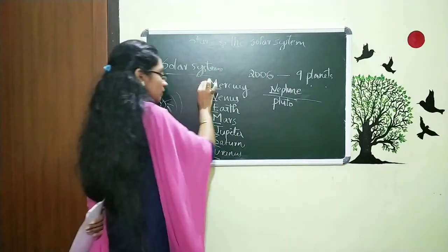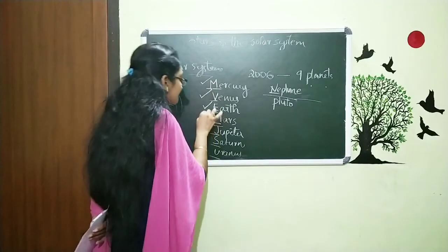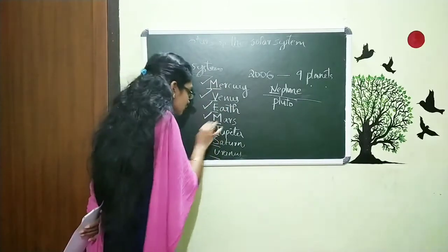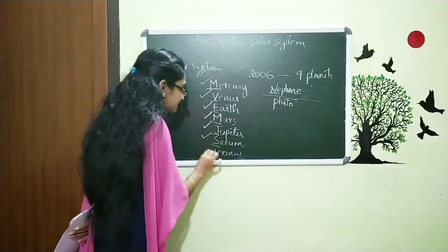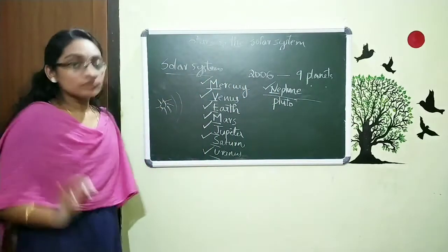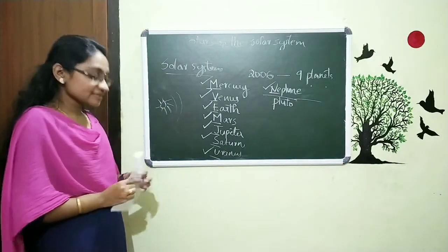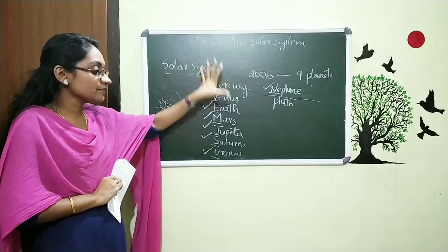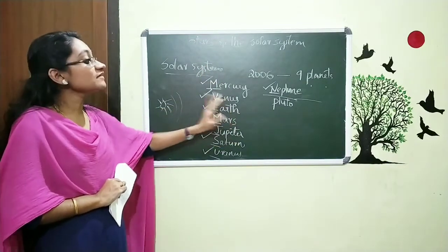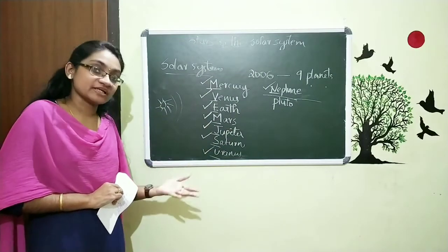So Mercury, Venus, Earth, Mars, Jupiter, Saturn, Uranus, Neptune. You want to remember the names and the order. For the next class, remember the names and the order, and we will discuss each and every planet in detail in the coming class.